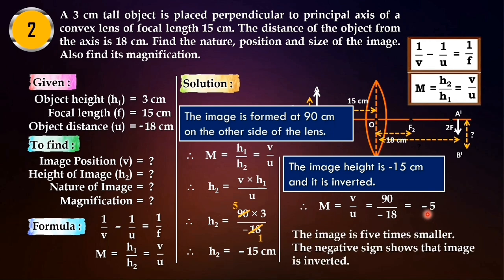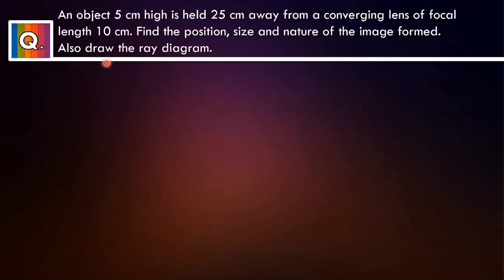Now see here, this negative sign shows that the image is inverted. Okay guys, now let us see the third question. An object 5 cm high is held 25 cm away from a converging lens of focal length 10 cm. Find the position, size and nature of the image formed. Also draw the ray diagram.